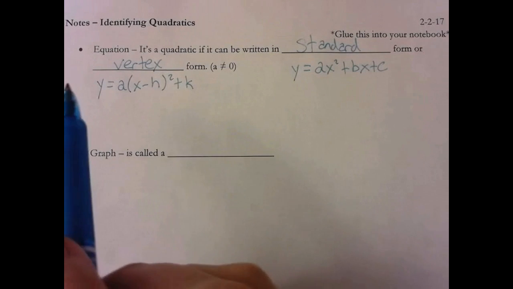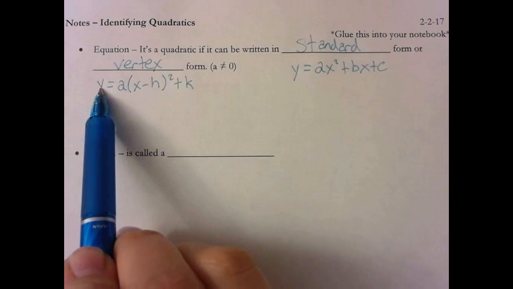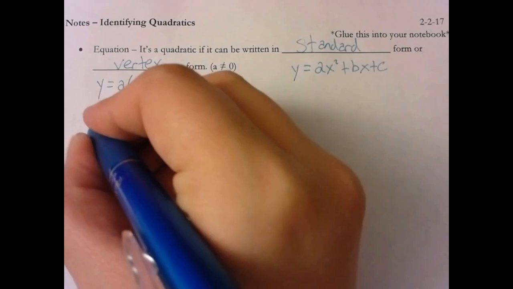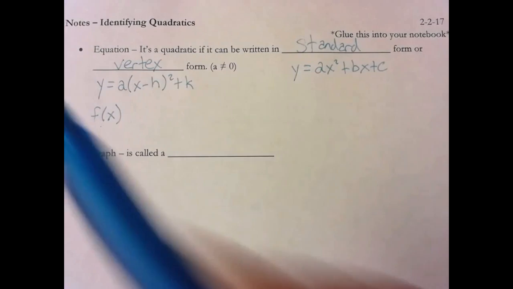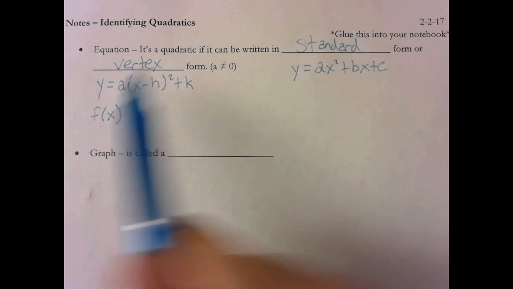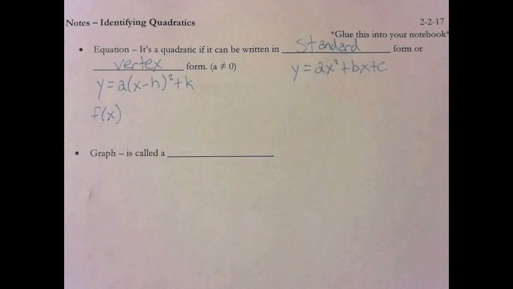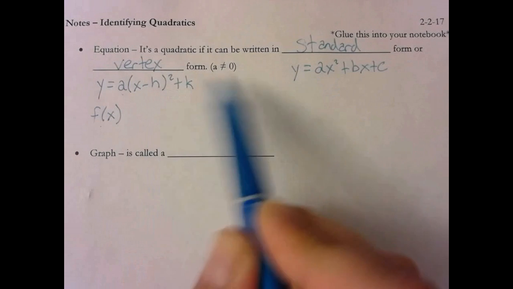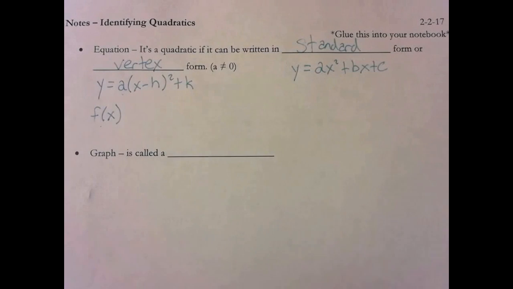And another reminder that's really important, y is the same as f of x. And when I say f of x, that's that thing. So y, f of x means the same darn thing. Just two ways to write the same thing. So if you got an equation, if you can write it like this or this, it's quadratic. And remember, either way, a cannot be 0. A can be any number other than 0.